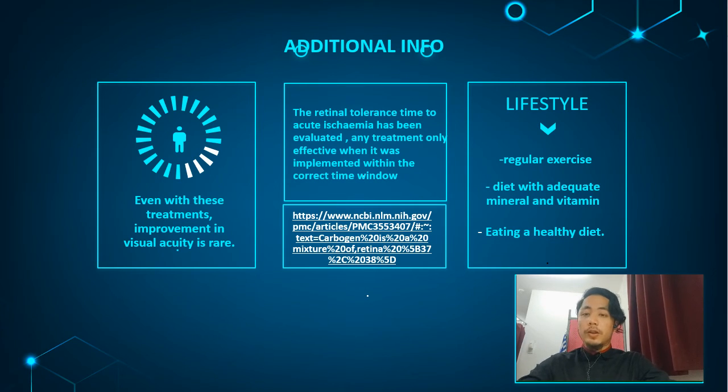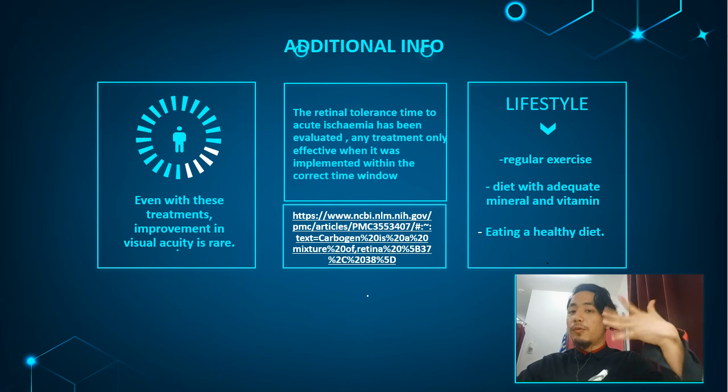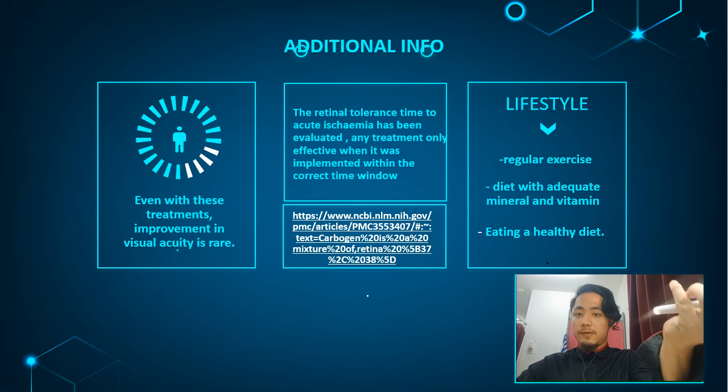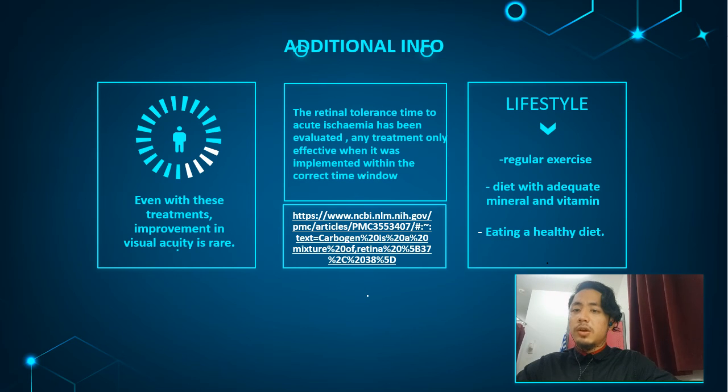Okay, to add on, even with those treatments, improvement in visual acuity is rare. Usually, the patient only has hand movement or light perception vision. There is also an evaluation on the possible outcome of treating this disease, but the result is low. That's why we must take fast precautionary steps after the symptoms occur. And lifestyle is also a prevention step for this disease.